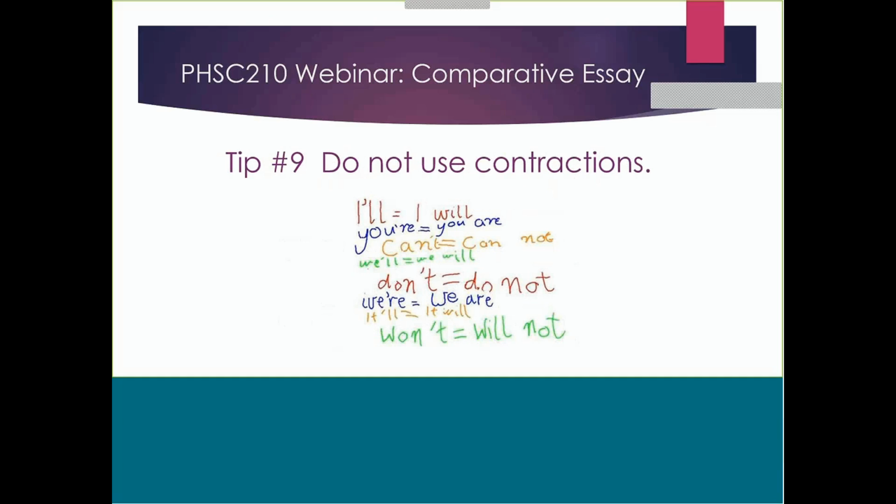Tip number 9, do not use contractions. When we speak, we use contractions all the time. So we want to avoid that: all, your, can't. Actually, here's a double error right here, I'll, because you're using first person and you're using a contraction. So avoid use of first person and contractions. Write it out. Instead of don't, use do not.